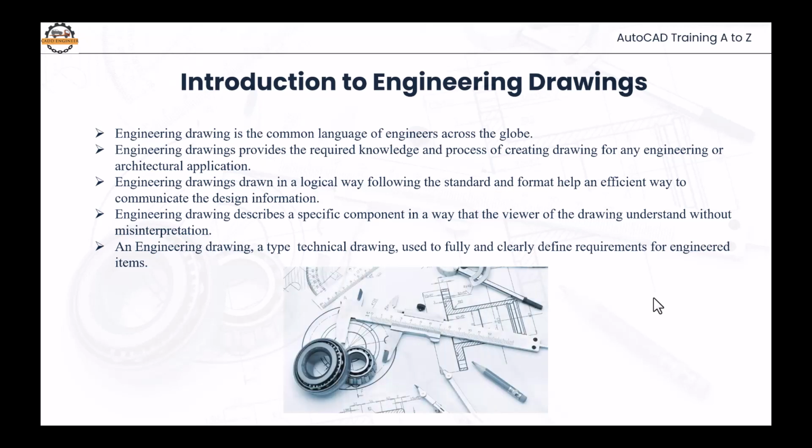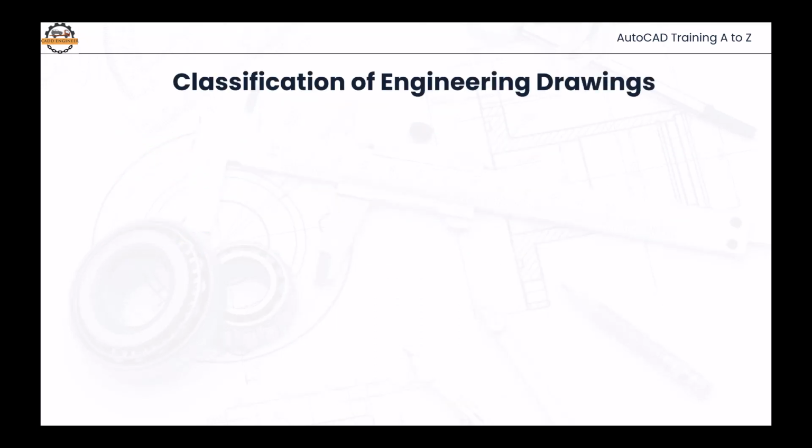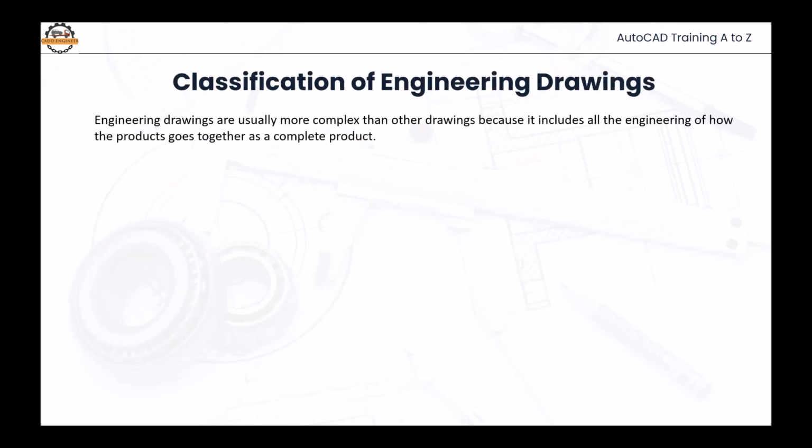So if you make a drawing in one part of a country and send it to another part of the country, it will be easily understood by the engineers, because it is made by following a set of instructions that is followed by all engineers. Classification of engineering drawings. Engineering drawings are usually more complex than other drawings because they include all the engineering of how the product goes together as a complete product. Engineering departments usually have engineers who do the designs.